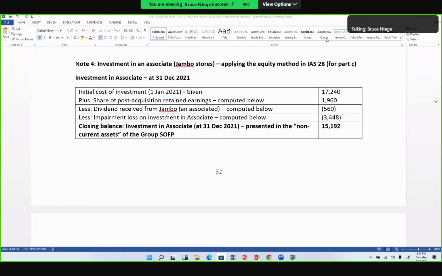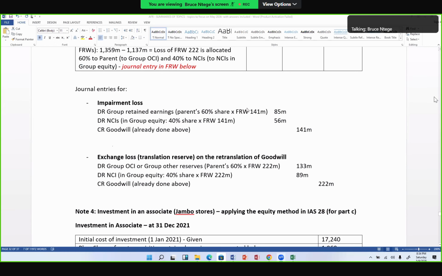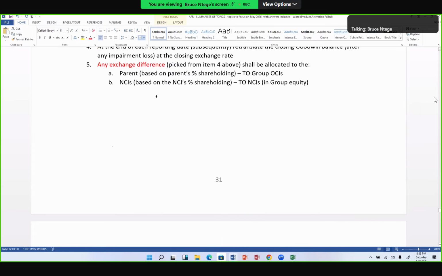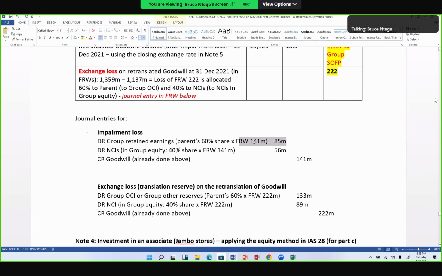Somebody was asking me, I think, does the impairment of goodwill 85 or 141? What did you write, people, before we broke off for lunch? I think we said 141 is the total. You've credited it. So that credit is here from the asset called goodwill. The debits are part to the parent, goes to retained earnings, part to the non-controlling interest, goes to the non-controlling interest.